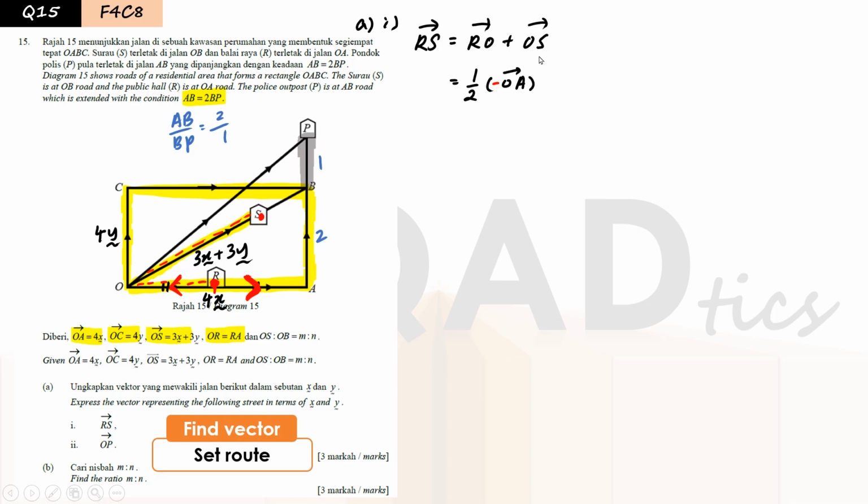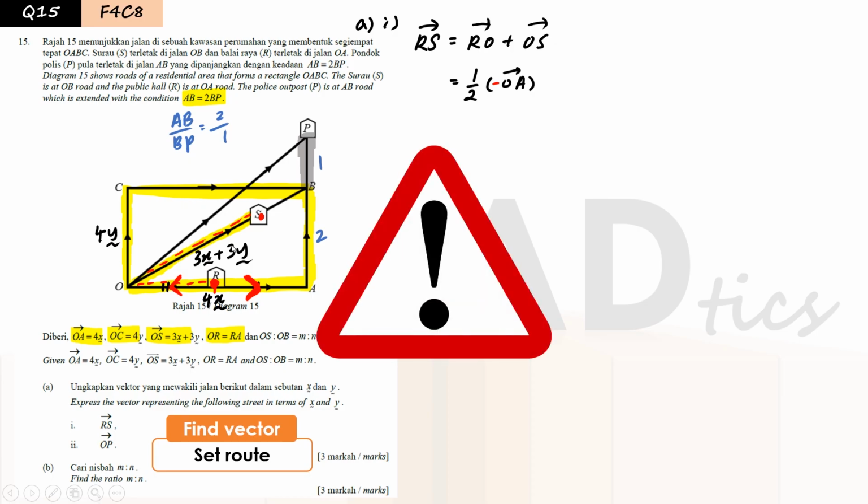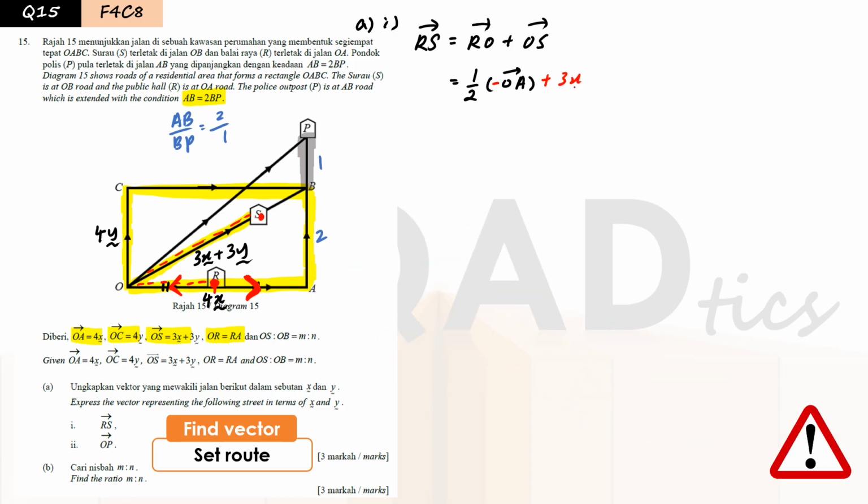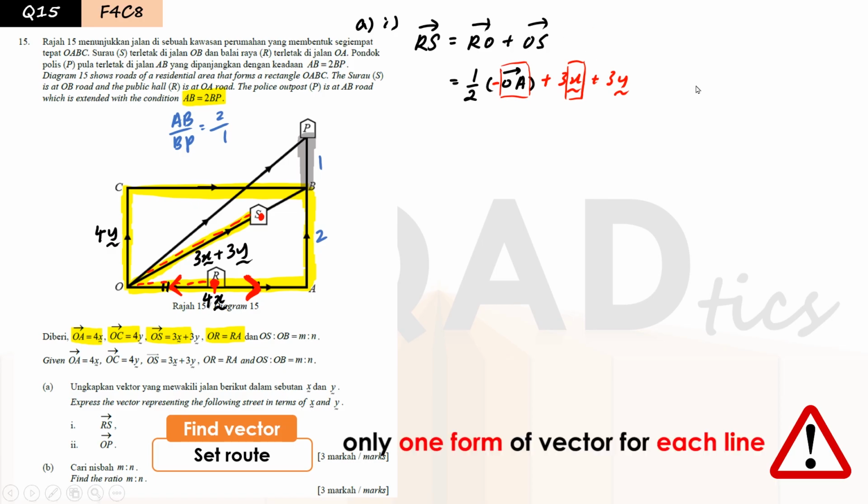And for OS, it is quite straightforward, it is 3x plus 3y, which is already given, but here I wouldn't write 3x plus 3y in the same sentence here. As you can see, there are two versions of vector already. One is this one, and the other one is this. In writing out vectors, for each line, it cannot have two different forms of vectors. This is considered one form, this is considered another form. We need to standardize. Make sure every line has only one form of vector.